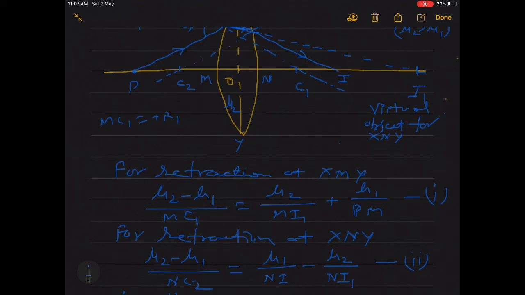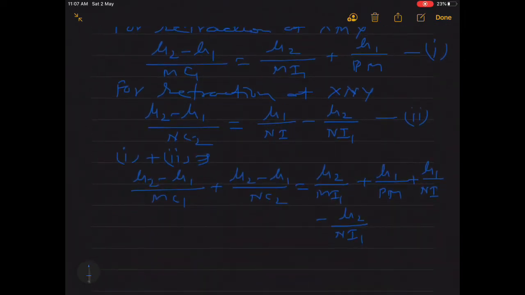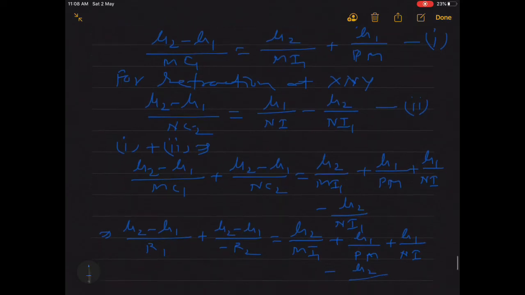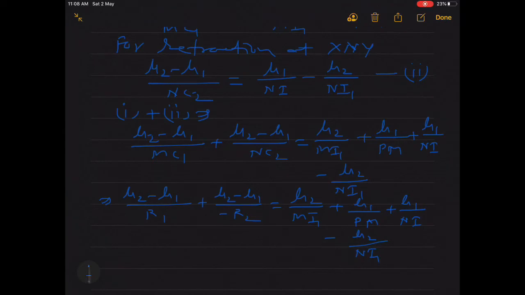plus R1 by the use of sign convention. And NC2 is minus R2. So if you replace, then (μ2 − μ1)/R1 plus (μ2 − μ1)/(−R2) is equal to μ2/MI1 plus μ1/PM plus μ1/NI minus μ2/NI1.